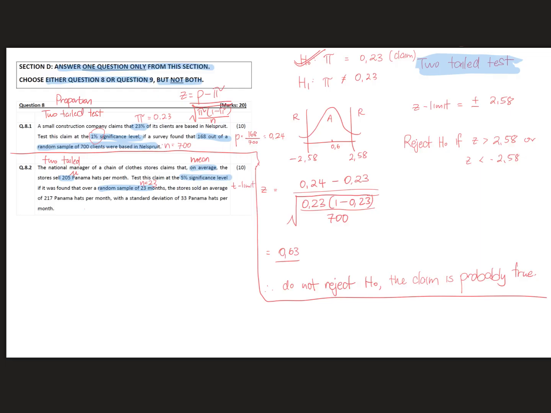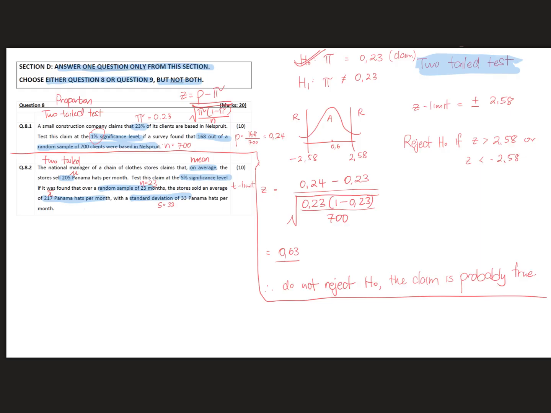Then they say to you, and I'm just going to backtrack here a bit. It says test this claim at the 5% significance level if it was found that over a random sample of 23 months, the store sold an average of 217 Panama hats per month with a standard deviation of 33 hats per month. So immediately here, the value of 217 is your X bar. It's your sample mean, and your standard deviation is 33. So now we have all of the information that is necessary to calculate or carry out this test.